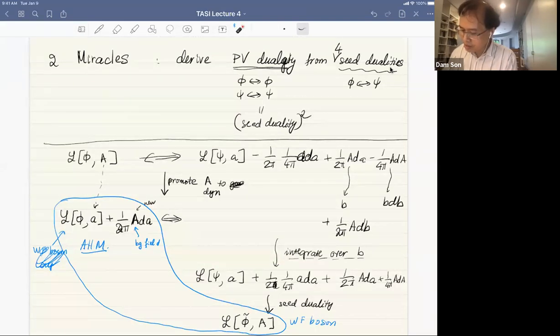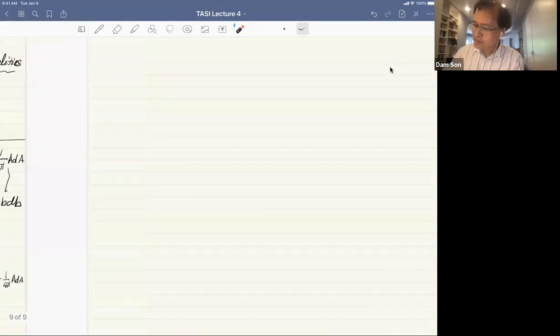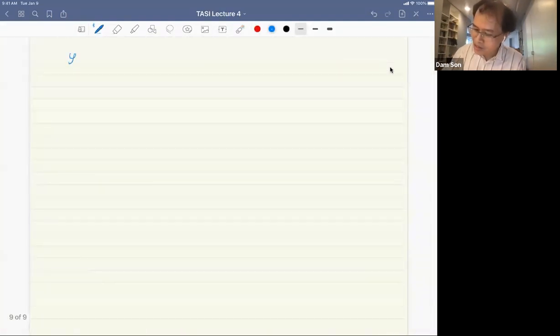Here, I make A a dynamical field, but I didn't add any Chern-Simons to the action. I just integrate this over A without adding any Chern-Simons, and so that's okay. Yeah. Okay. This is what I get for A. What you suggested is actually also useful.